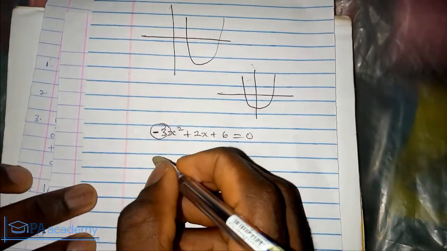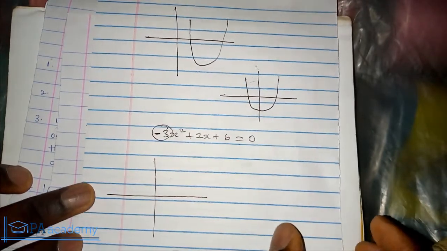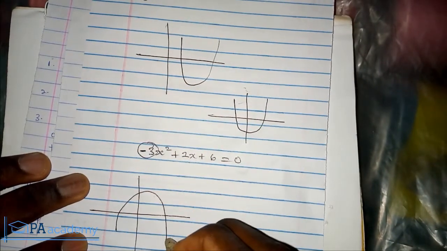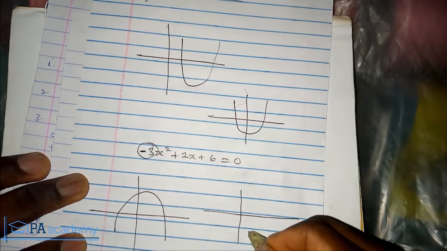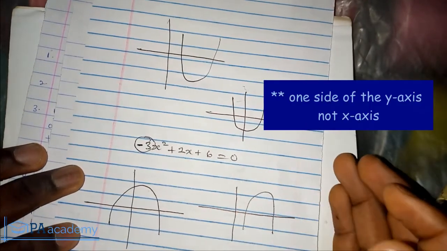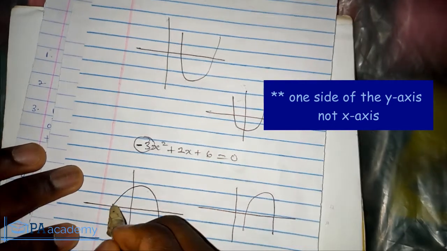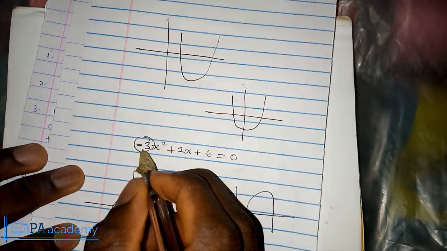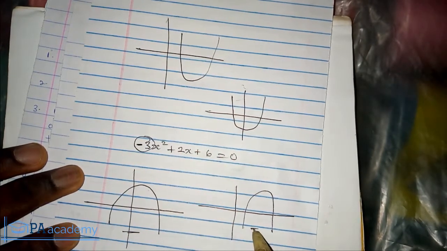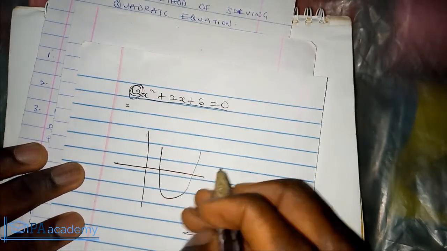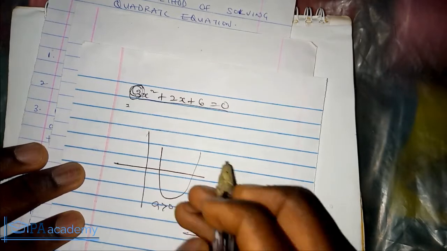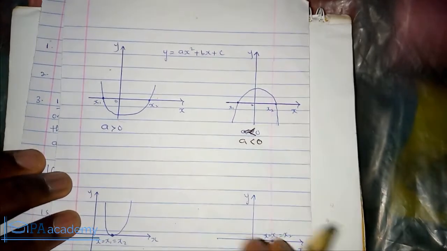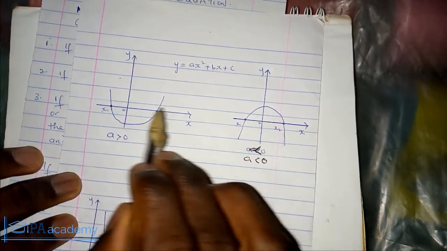Let me just draw it here again. Let's say we want to plot our graph and the value of our a is less than 0. Our graph is going to look like this. Sometimes when plotting the graph, it might be on one side of the x-axis or it can touch both the negative and positive sides. But the important thing is that if a is less than 0, it will open downward, and if a is greater than 0, it will open upward, just like you are seeing here. So that explains what these two graphs look like.